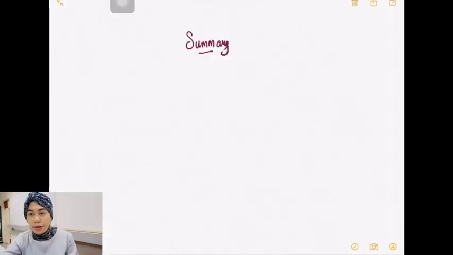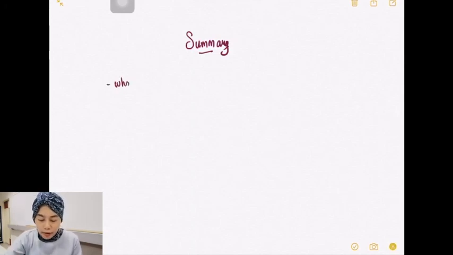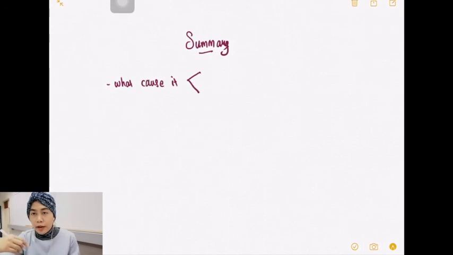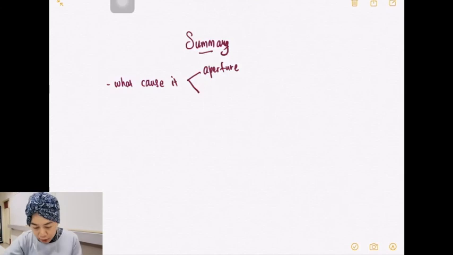Okay, so summary for today's lesson. We've looked at the diffraction of water waves. You've seen what caused it. Two things caused it. The first one, it has to pass through an aperture. And then the second one is if it has to pass through an obstacle.